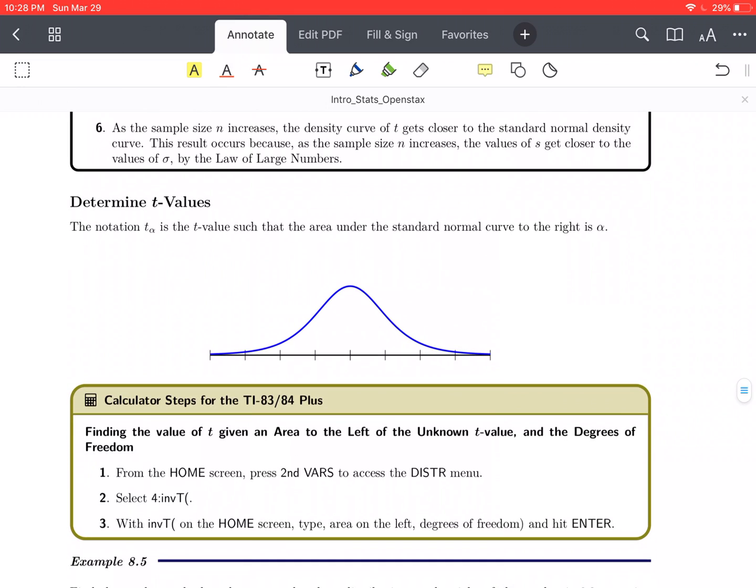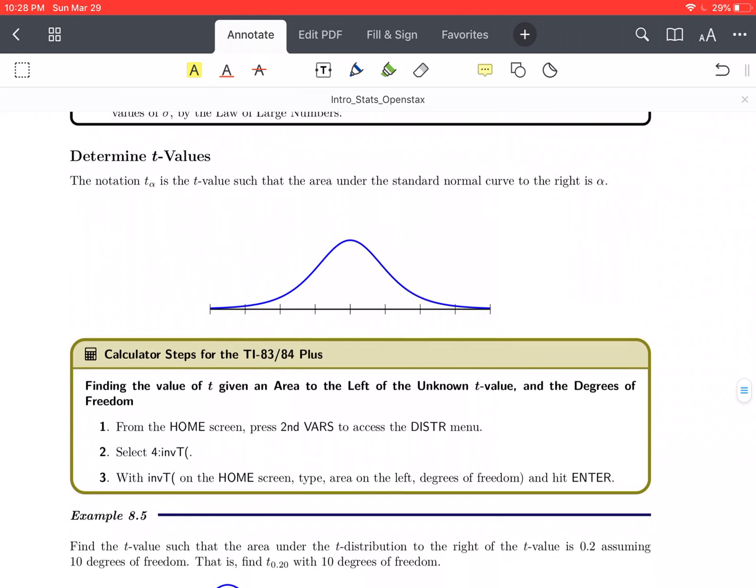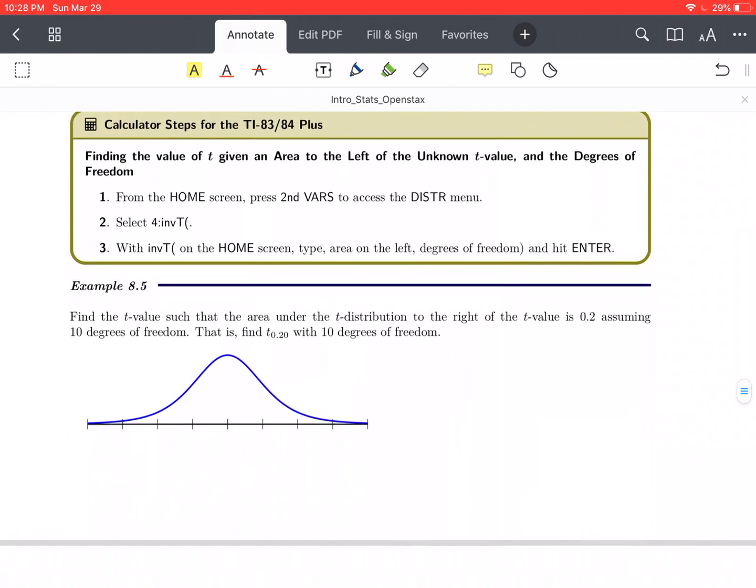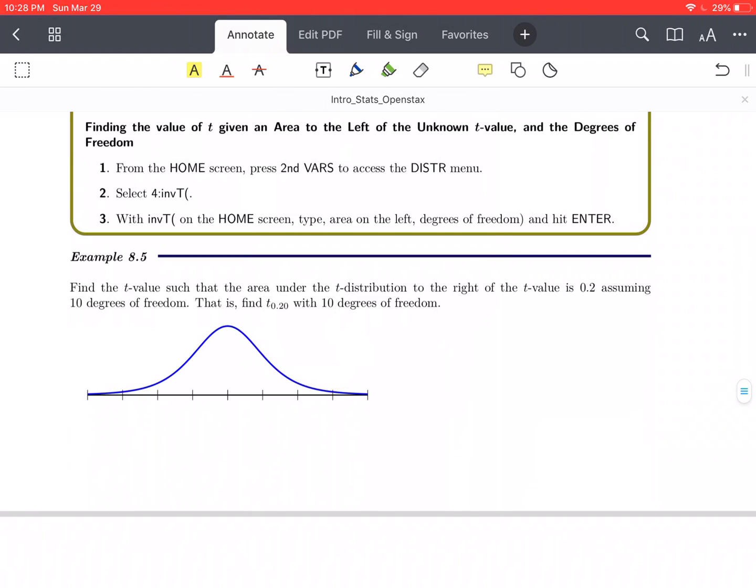So to find t values, like t sub alpha, it's still giving us the same thing that it was before, just now using t instead of z. And we can find this on Desmos. Desmos actually has a feature for this. So let's look at an example. Find the t value such that the area under the t distribution to the right of the t value is 0.2, assuming 10 degrees of freedom. So that is, find t sub 0.20.